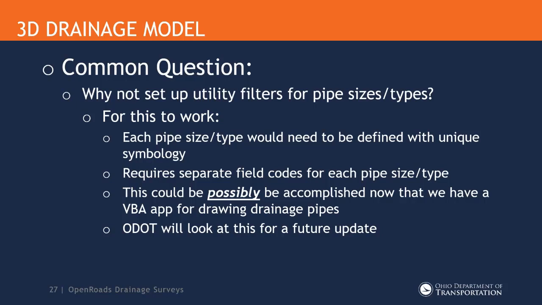So the question is, why not set up utility filters for the pipe sizes and types? Well, for that to work, each pipe size and type would need to be defined with unique symbology. And right now they're not. They're all on the same level. They're the same color and same weight.